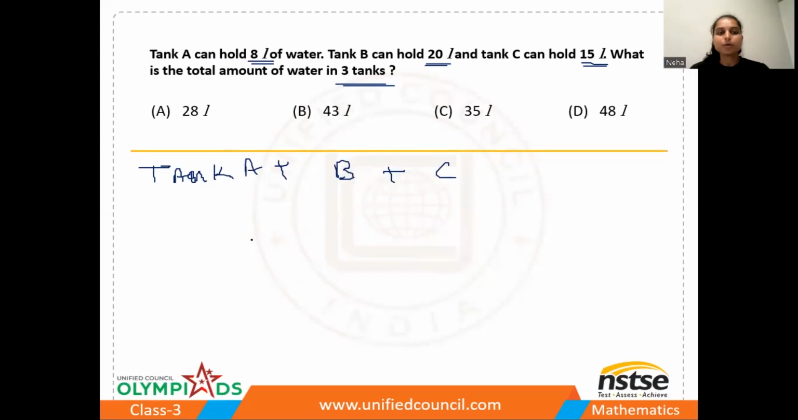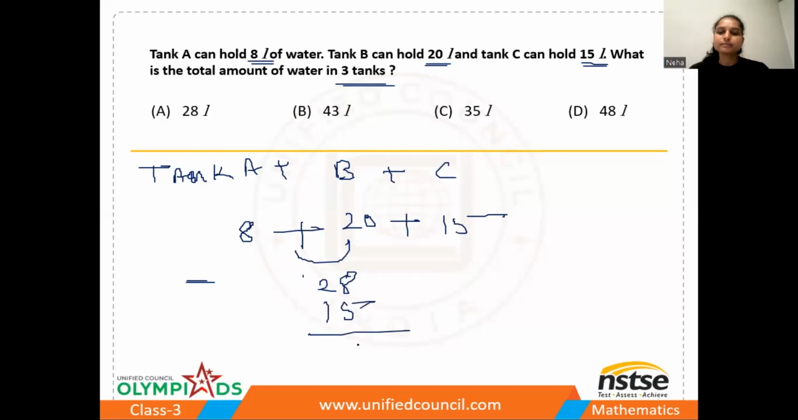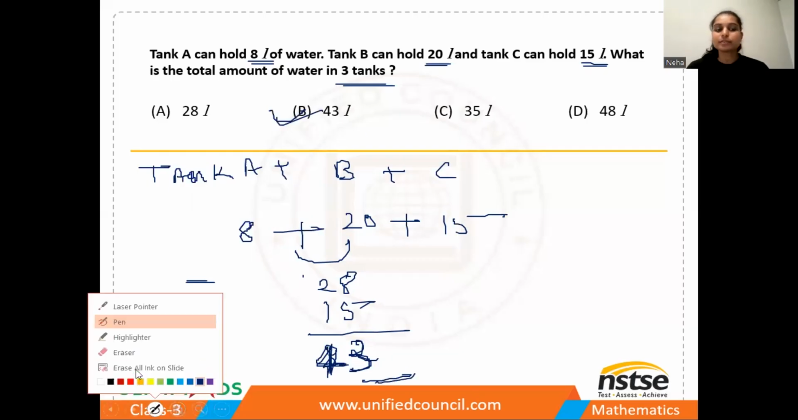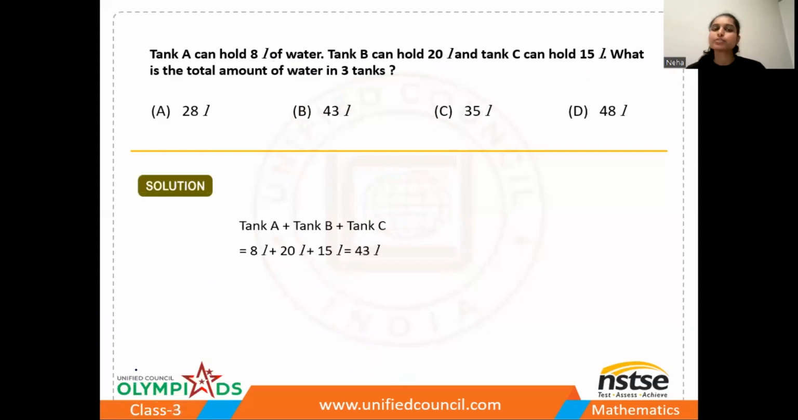Right. So tank A can hold 8 liters. Tank B can hold 20 liters. Tank C can hold 15 liters, right? So 8 plus 20 is 28. 28 plus 15: 8 plus 5 is 13, so this is 3 and 1 carry; 2 plus 1 plus the carry is 4, right? So this is 43 liters, option D is your right answer. So what you have to do in this question, my dear students, is just add the 3 numbers and that's it. You will get your answer.